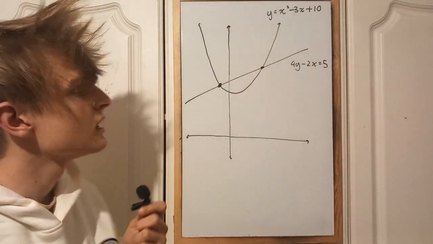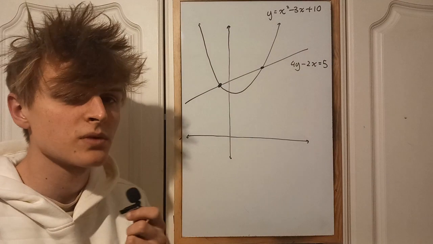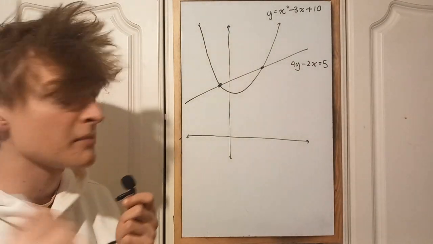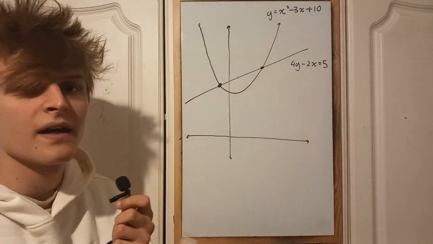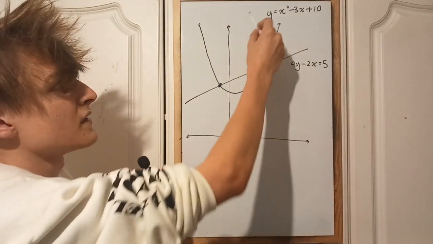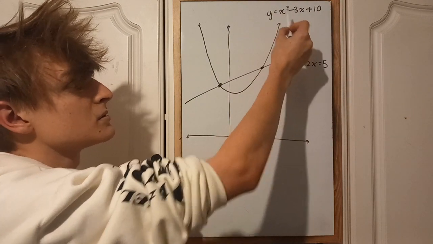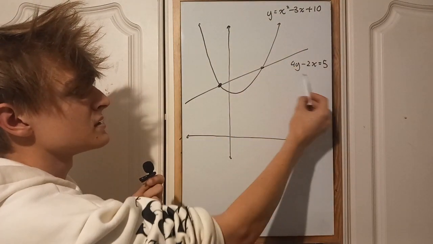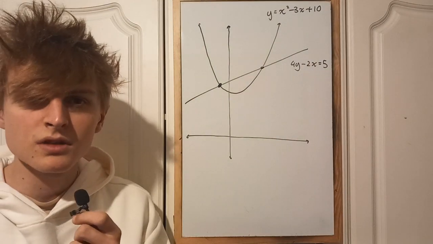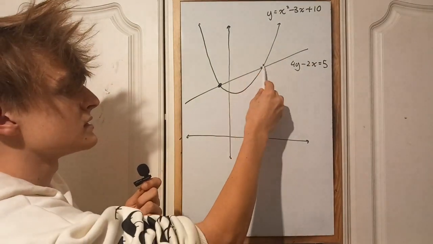what that even means. This parabola has equation y equals x squared minus 3x plus 10. Recall that that means for every single point on the parabola, including the intersection points, that the coordinates of those points must satisfy that equation, i.e. that y equals x squared minus 3x plus 10, and the exact same thing goes for the line with its equation here.